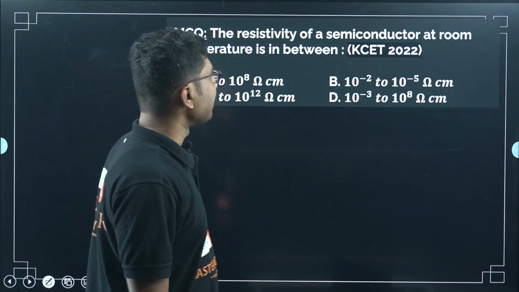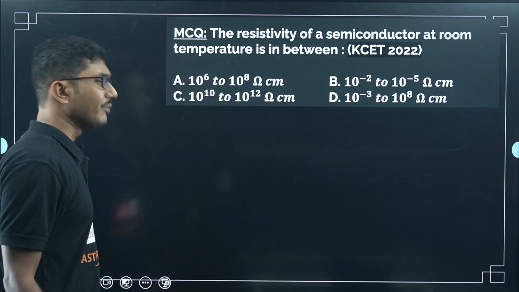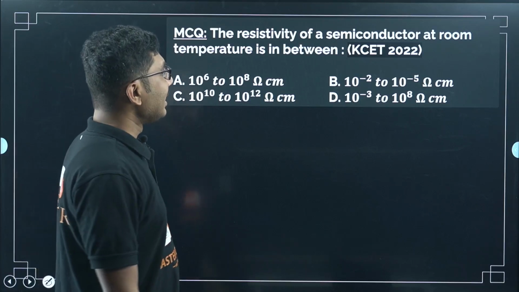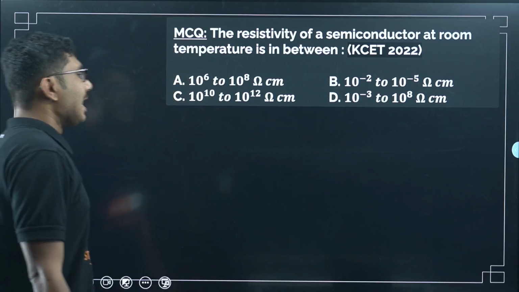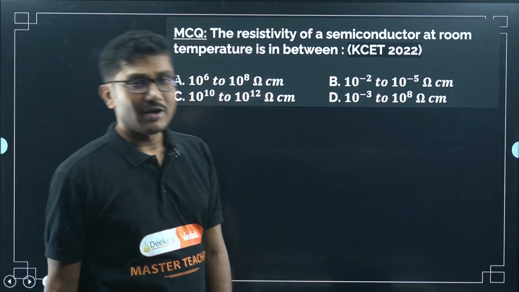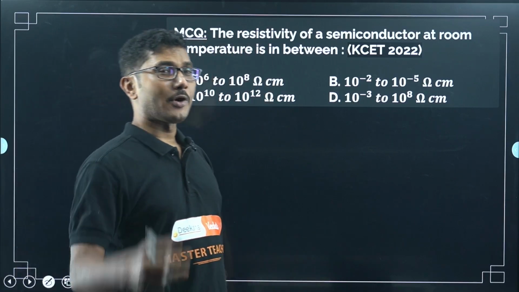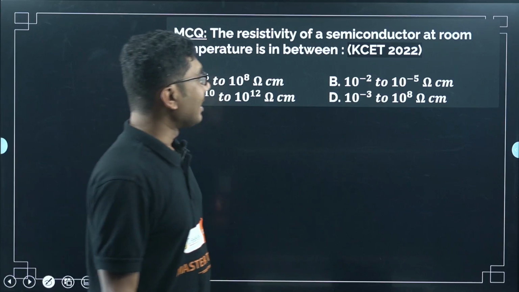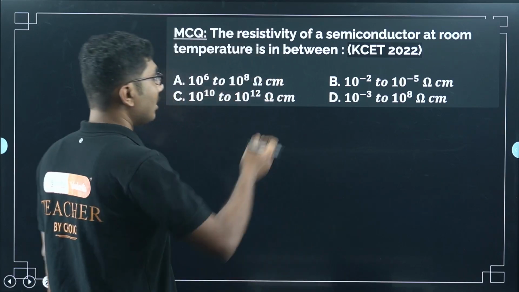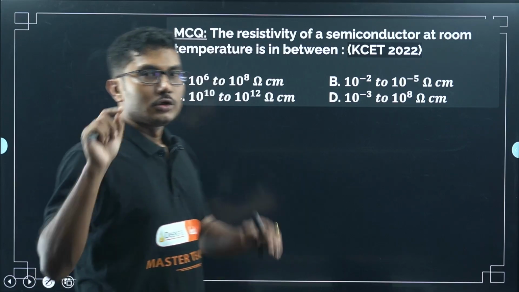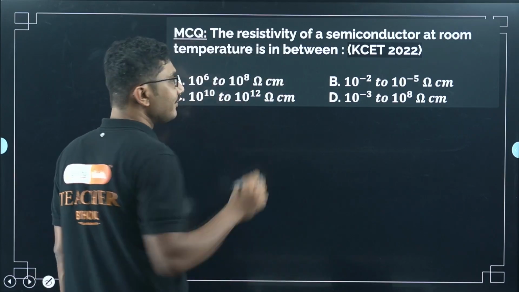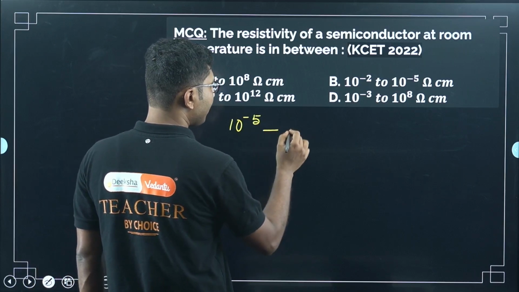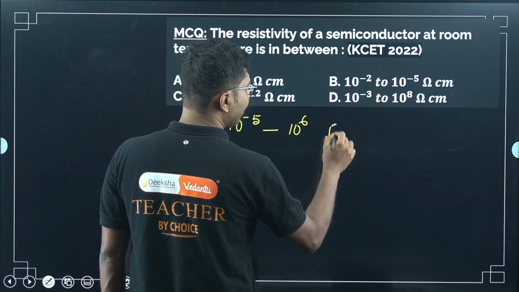Now let us see one question from KCET 2022. The resistivity of a semiconductor at room temperature is in between what? So we have learned that for a semiconductor it is between 10 to the power of minus 5 to 10 to the power of 6 ohm meter, right? From there you can see the answer in the given options.